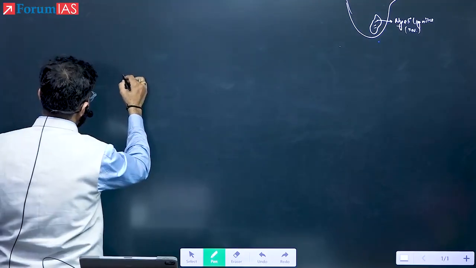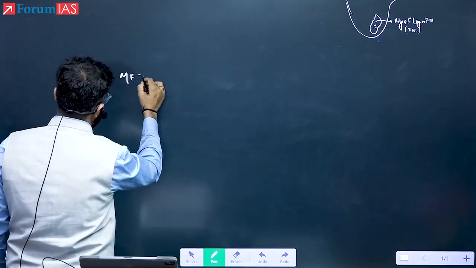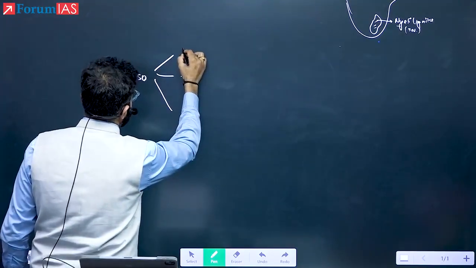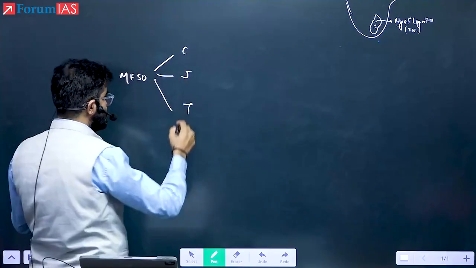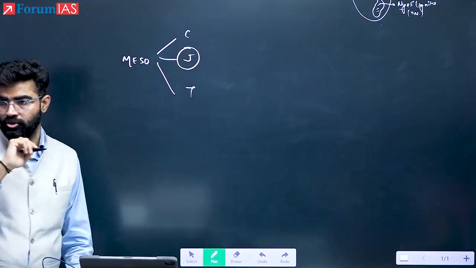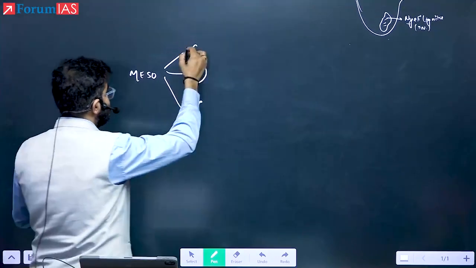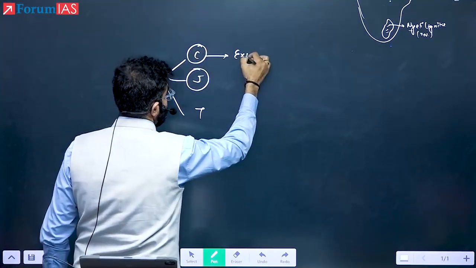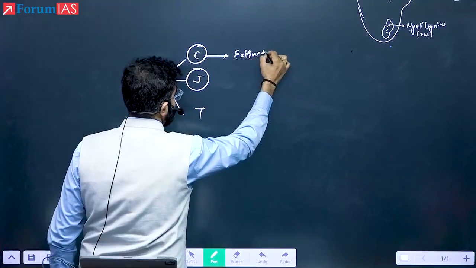If we come to the next one, Mesozoic. Mesozoic is divided into how many? Triassic, Jurassic and Cretaceous. Now this is not important. See here, Jurassic is important for the dinosaurs, right? Now, what is the time period which is important for me is this one. So this is known for what? Extinction of dinosaurs, number one.